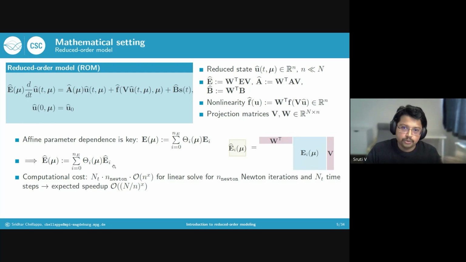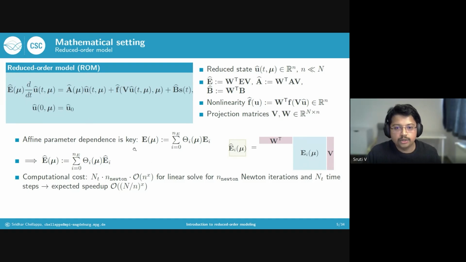So that really gives you the key speed up in order to obtain this reduced order model. Now, I also want to mention here that not all systems follow this affine parameter dependence. Some systems, you cannot write the matrix in this form. And for that, there are some specialized techniques that one can use in order to recover this kind of formulation. I will briefly talk about this in one of the next slides.